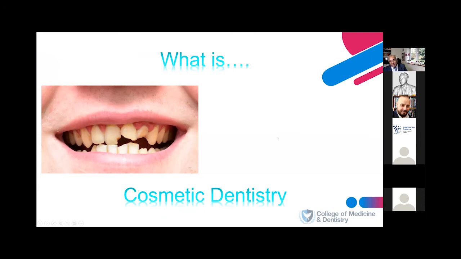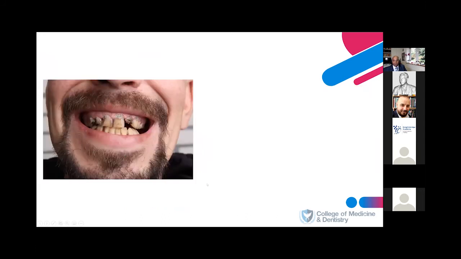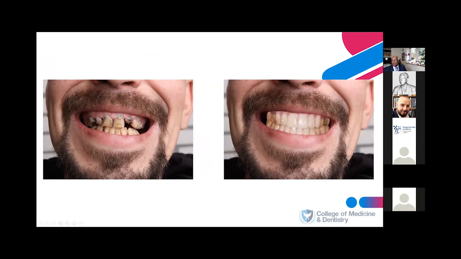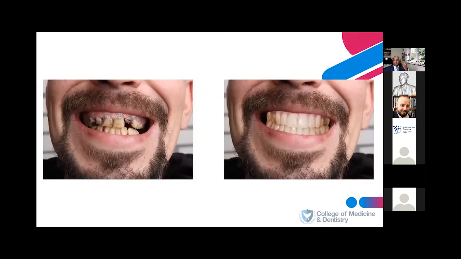Now, let me challenge you on this. What is this? Is this cosmetic dentistry? Do you think this is cosmetic dentistry? What about this patient? This patient turning out to be this. Is this cosmetic dentistry is my key question. Is this what you look at and think, wow, I wish I could do this? Who matters in this work? Who is the person who did this cosmetic dentistry?